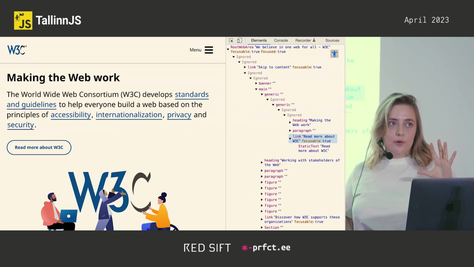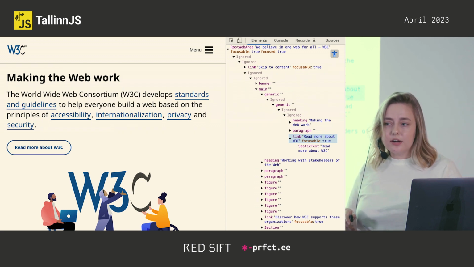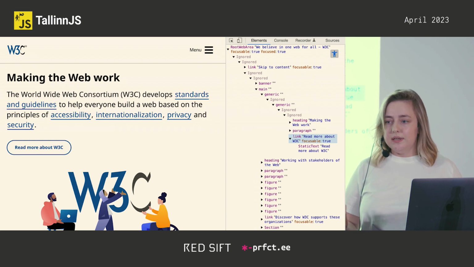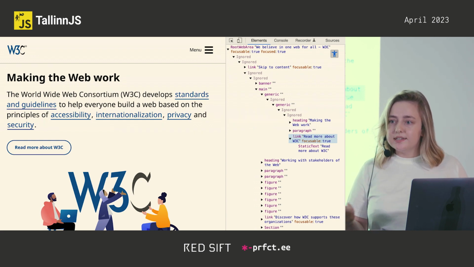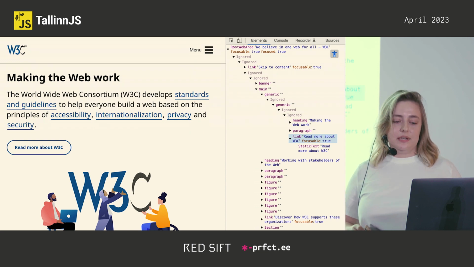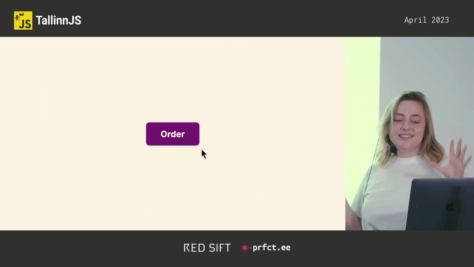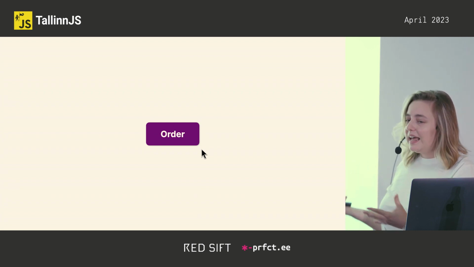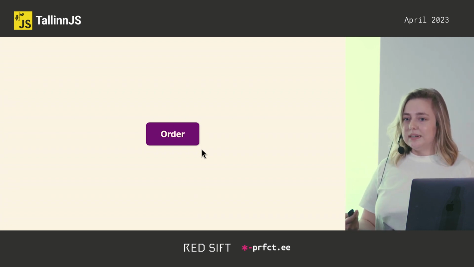And throughout me speaking, I said semantically correct, semantic information and so on. But what does semantic even mean? And when we say you need to write semantic HTML, why does it matter? And what do those semantics even mean? So let's take this example. This is a button, right? We all understand that this is a button. But how do we understand that this is a button?